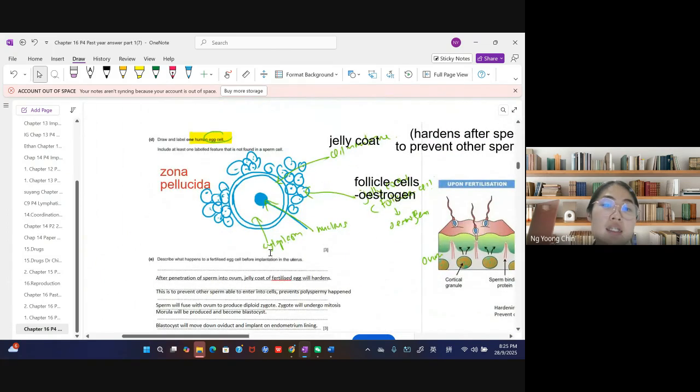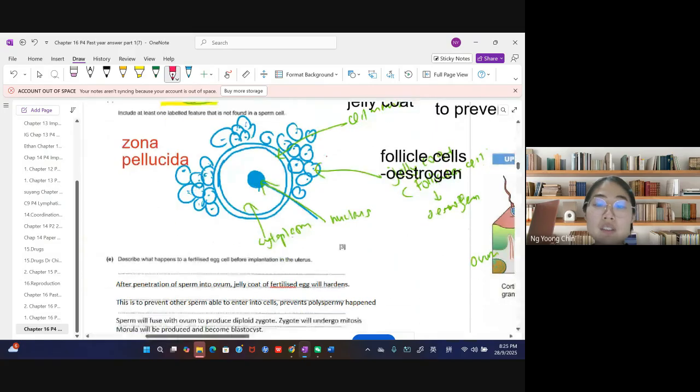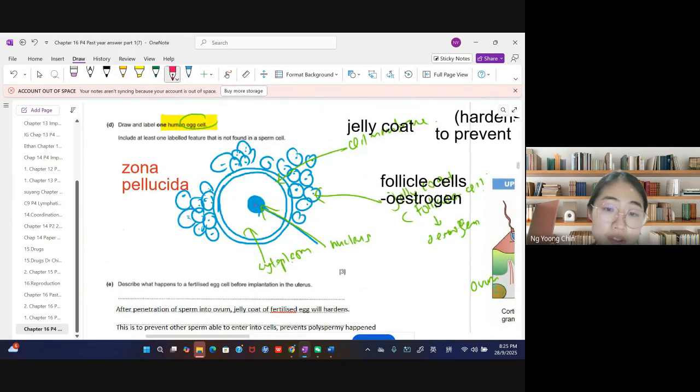And then for this one, draw and label the human egg cell. So this is the egg cell, okay? Sometimes they will ask you to draw the ovum. Then you should know how to draw it. So if you want to draw ovum, the most important thing is you should draw the ovum, okay? Like this. Nucleus. And then you should draw this one, we call as the jelly coat. You know what is jelly coat? Here. This place, okay, this place is a jelly coat. Jelly coat.